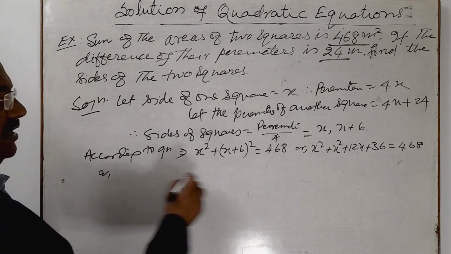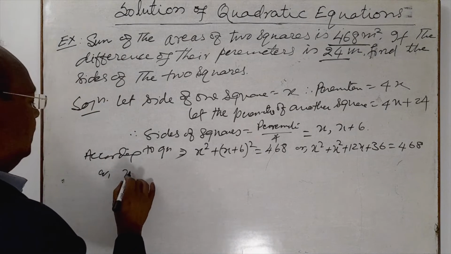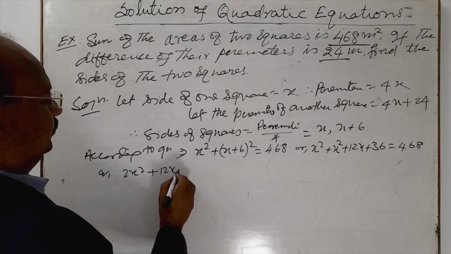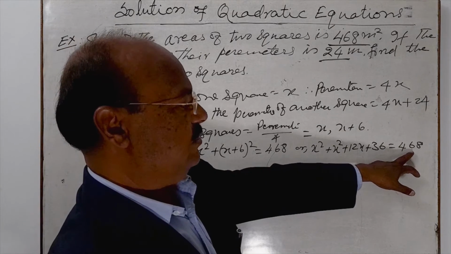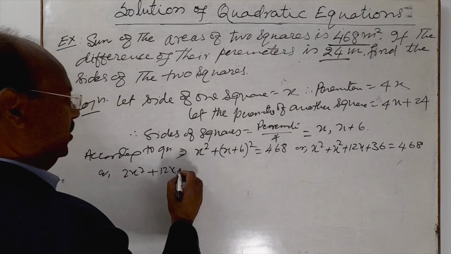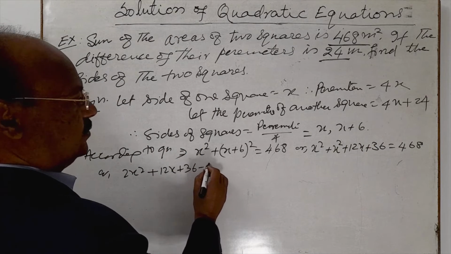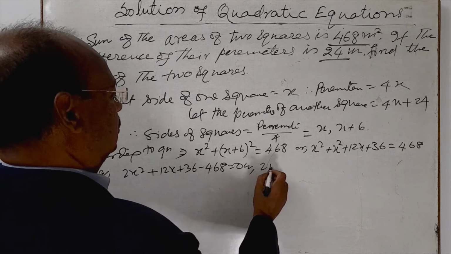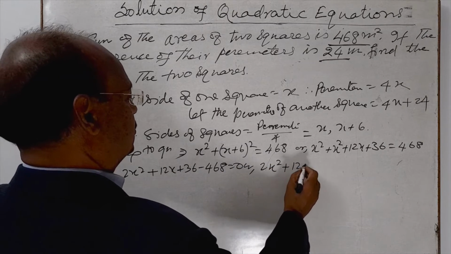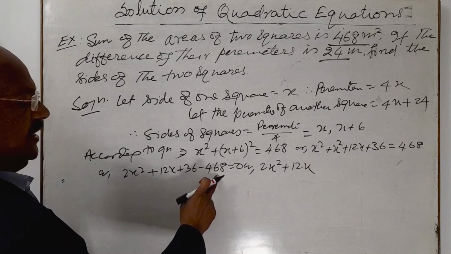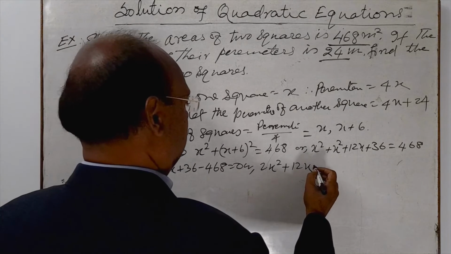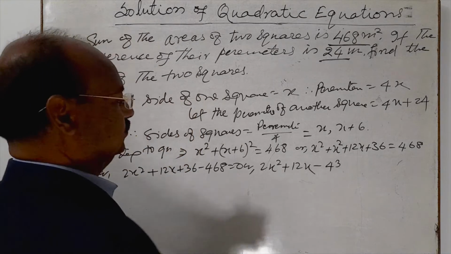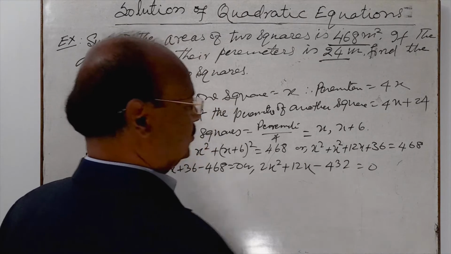Or we can write x square plus x square, 2x square plus 12x. This 468 will be transposed to left hand side. So you will write here 36 minus 468. This is equal to 0. Or 2x square plus 12x, 36 minus 468 will be how much? 432 is equal to 0.